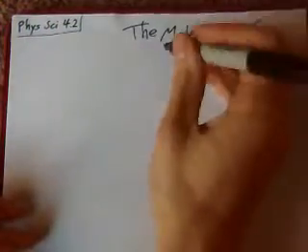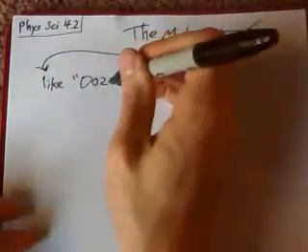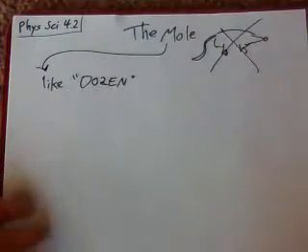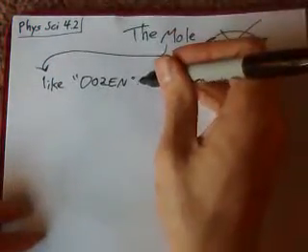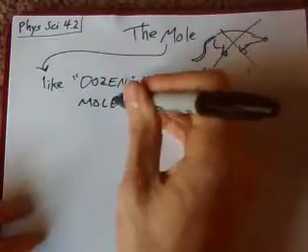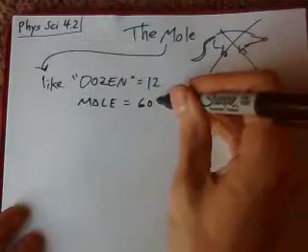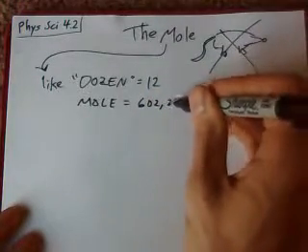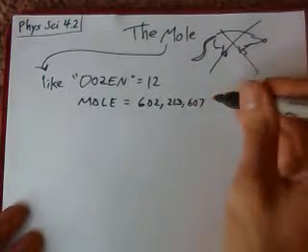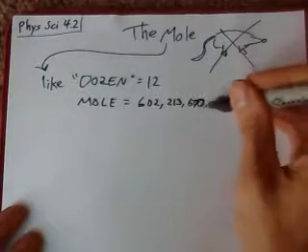The word mole is very much like the word dozen, except the word dozen refers to a certain quantity, 12. The mole refers to a certain quantity: 602 sextillion 213 quintillion 670 quadrillion of something.